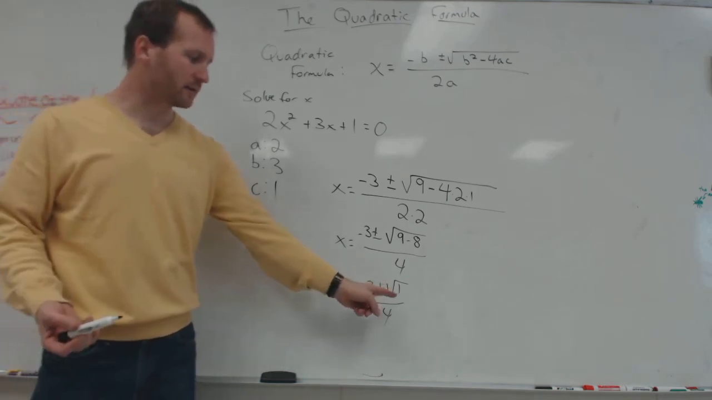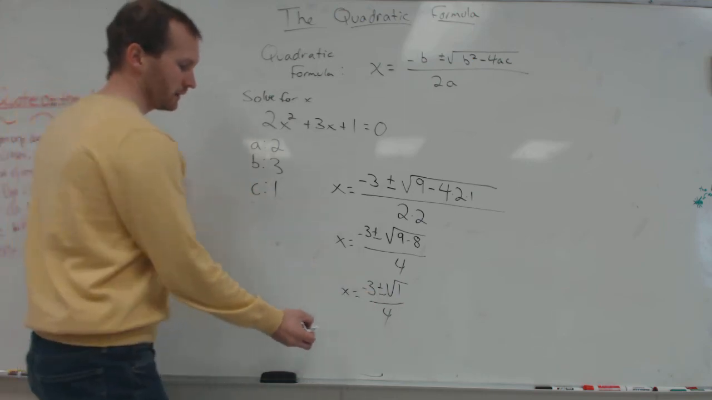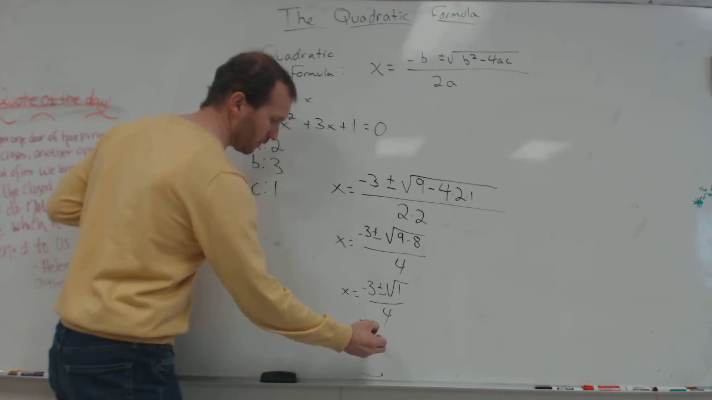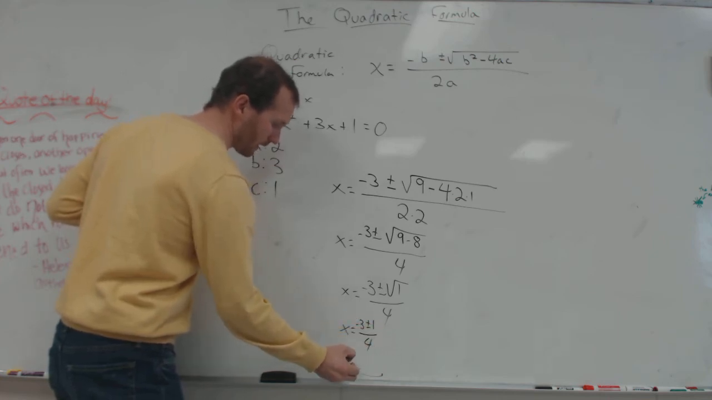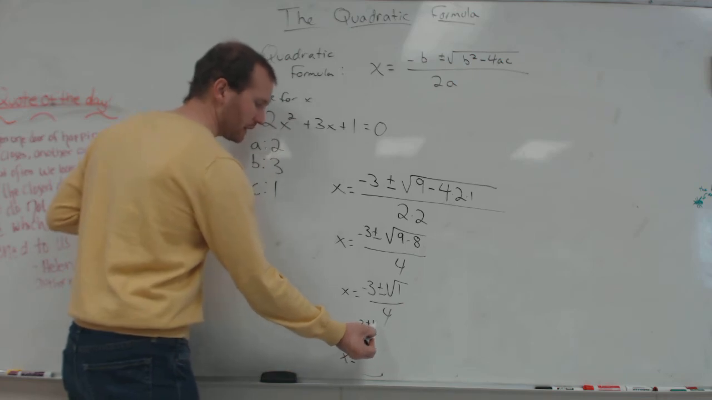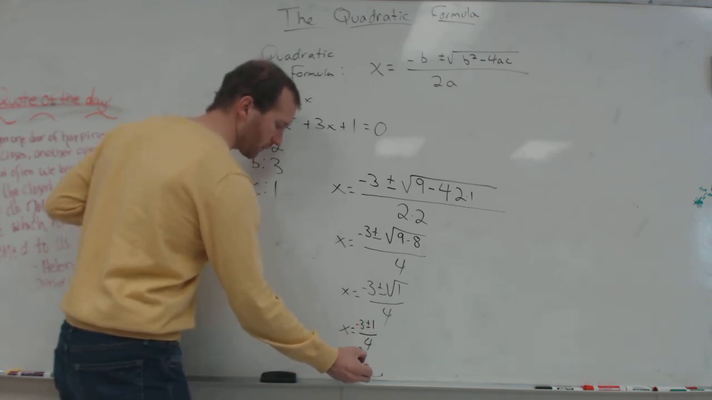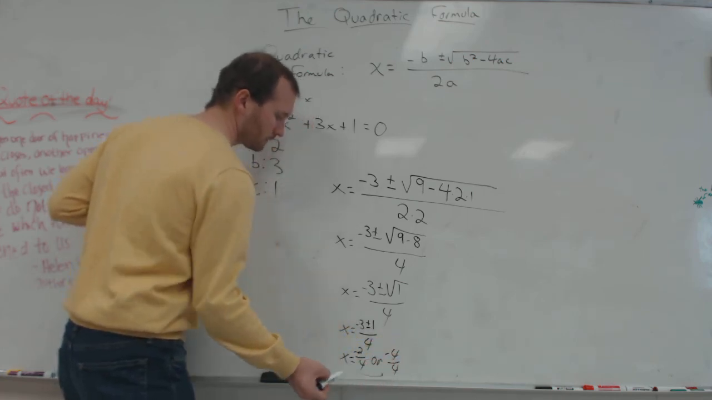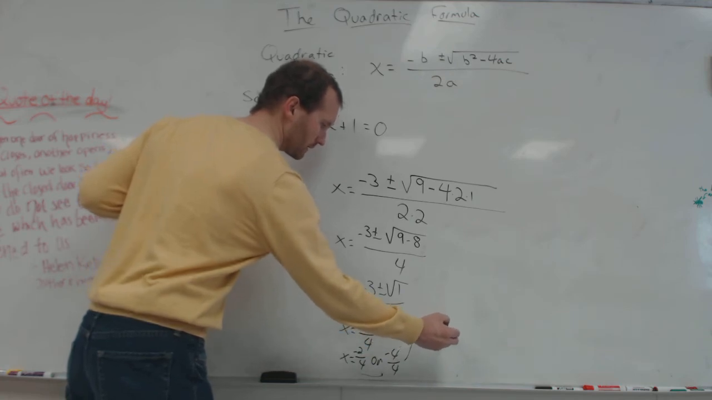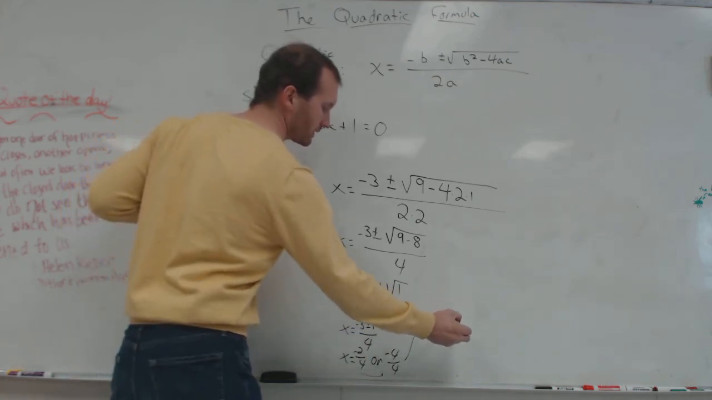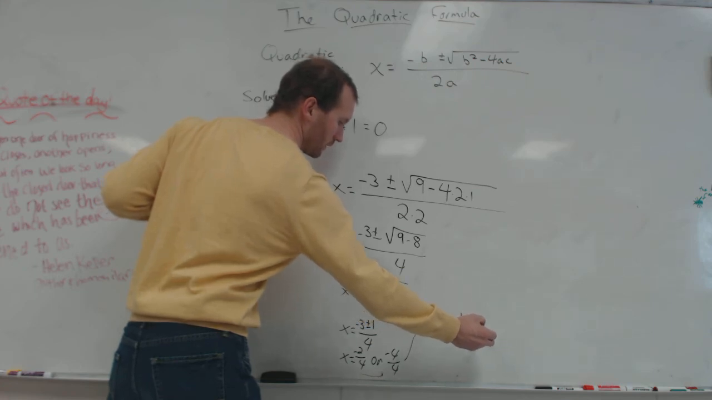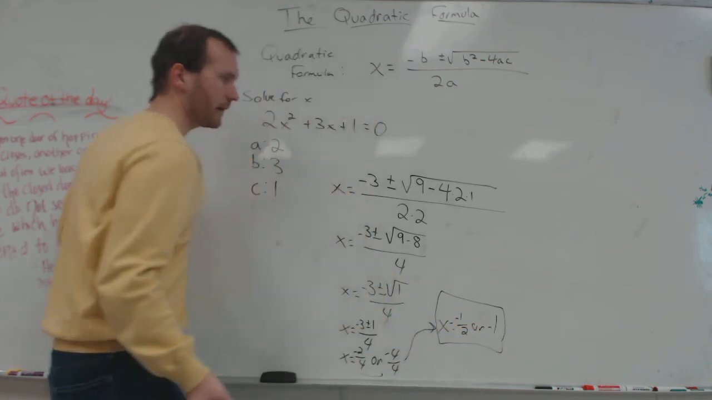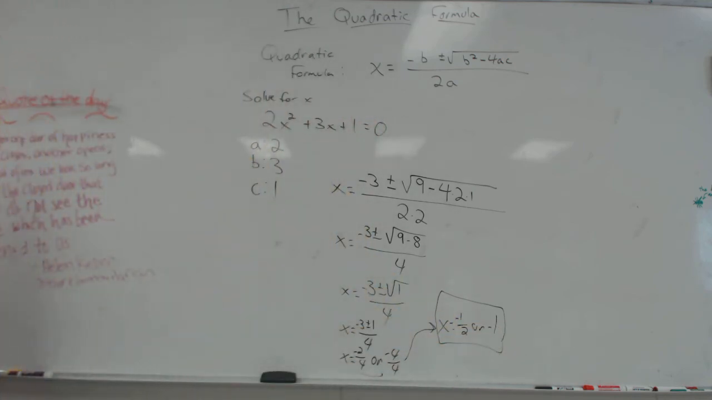But in this case, I don't have to stop because the square root of 1 is 1. So I have x equals negative 3 plus or minus 1 over 4. X equals negative 3 plus 1 over 4 is negative 2 over 4. Or negative 3 minus 1 is negative 4 over 4. So simplifying that, negative 2 over 4 is just negative 1 over 2. And the negative 4 over 4 is just negative 1.